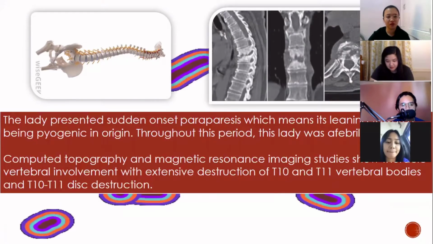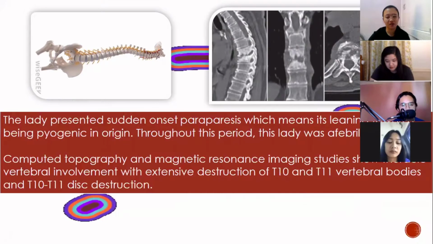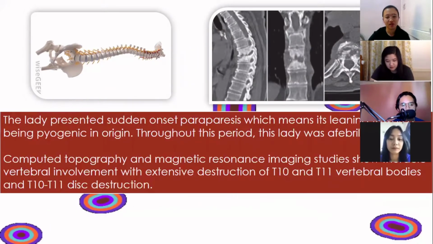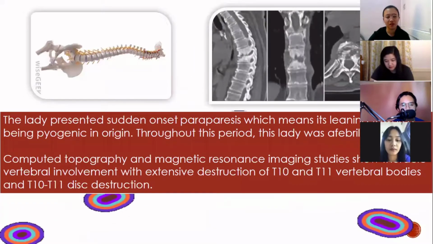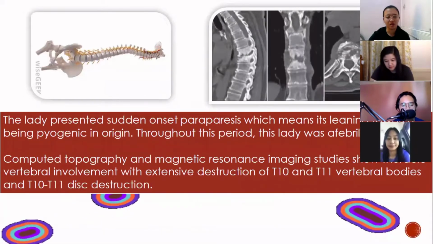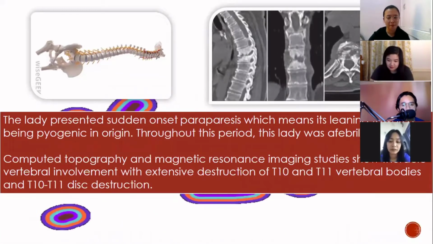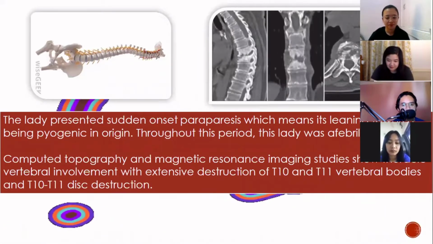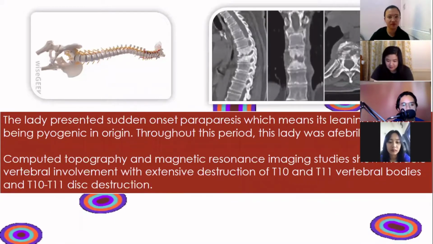Computed tomography and magnetic resonance imaging studies show thoracic vertebral involvement with extensive destruction of the T10 and T11 vertebral bodies and T10, T11 disc destruction. As you can see in the top right picture, you can see the T10 and T11 vertebral bodies and disc destruction.